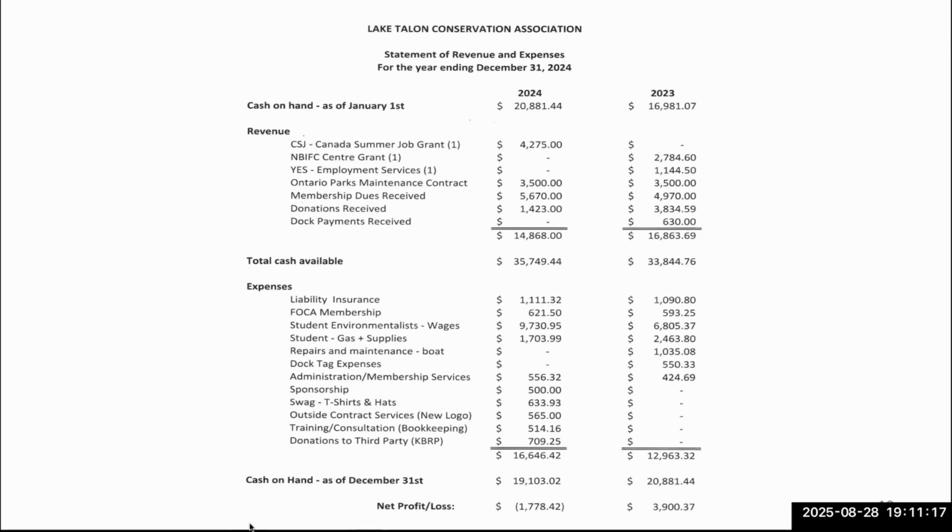On the expense side of things, of course, the most expensive thing that we do is run the student program, and that's usually about $10,000 to $11,000 a year. After that, it's our liability insurance.